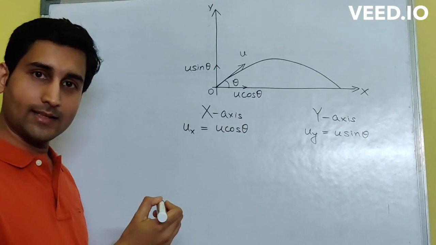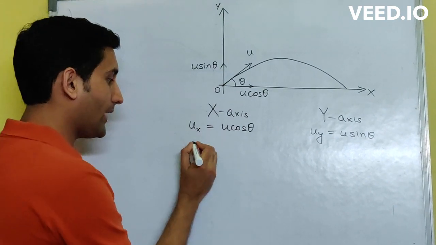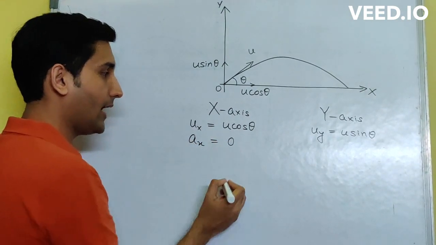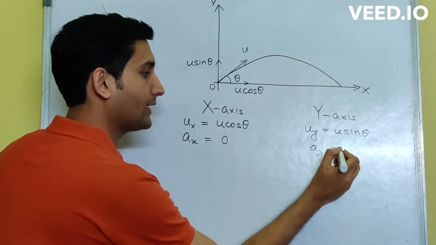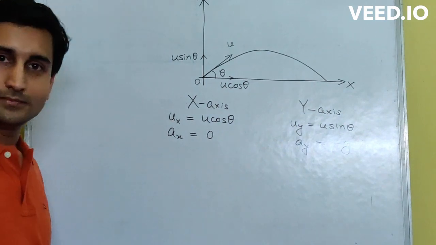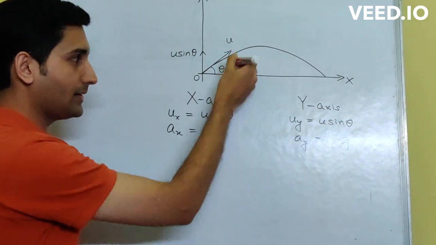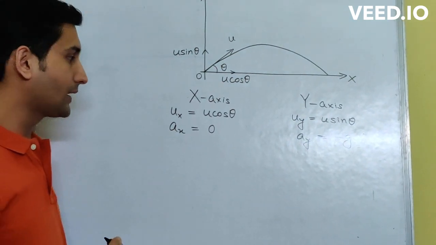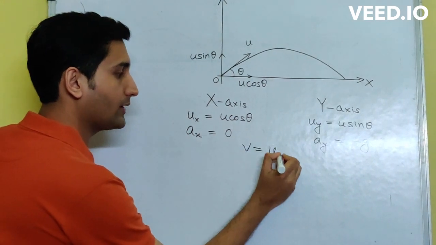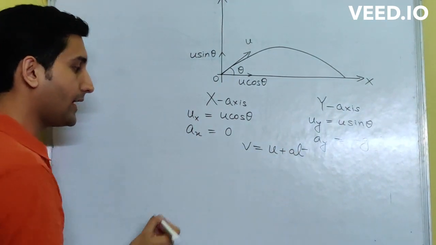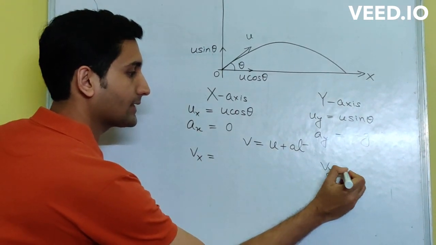The only force that is acting on the particle is the force of gravity, mg. So there is no acceleration in the horizontal direction. I am assuming we are neglecting the air resistance. And in the vertical direction, it is minus g. Why minus? Because u sin theta is taken positive, so this has to be negative. It's downward direction. So using these two and using the kinematic equation v equals u plus at, I can find the velocity along x-axis and velocity along y-axis.